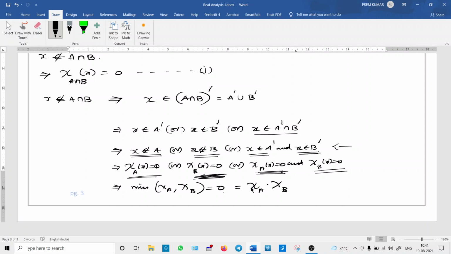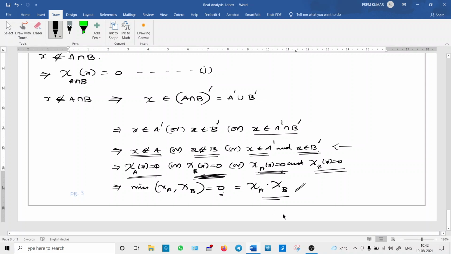And what is the product of chi A and chi B? Here, for this case, chi A is 0. Chi B may be 1 or 0. What is the product of chi A into chi B? Definitely 0. Simple. For this one also, chi A into chi B will be 0. And here both are 0. Therefore, the product is 0. So we are getting this result.